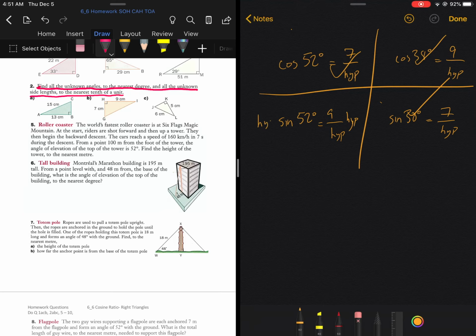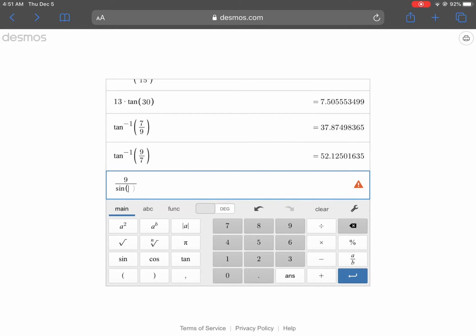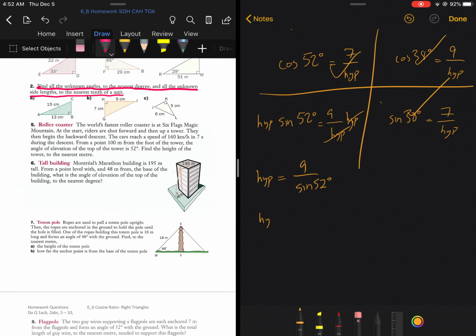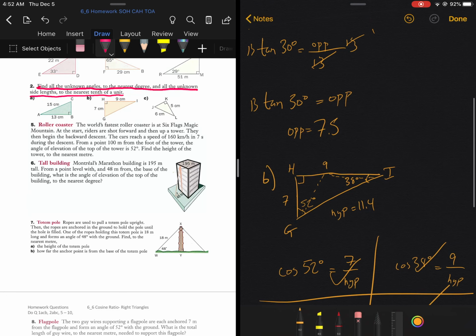Multiply both sides by hypotenuse. And divide both sides by sine of 52. Hypotenuse equals 9 over sine of 52 degrees. So let's try that. 9 divided by sine of 52 degrees equals 11.42. Hypotenuse equals 11.4.